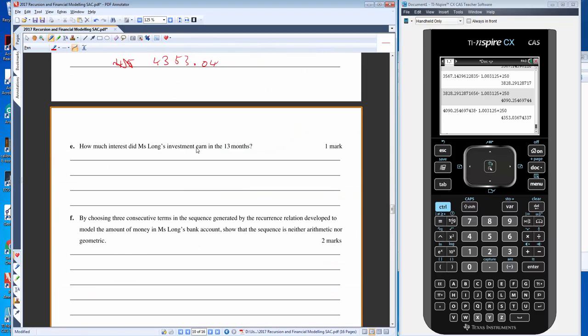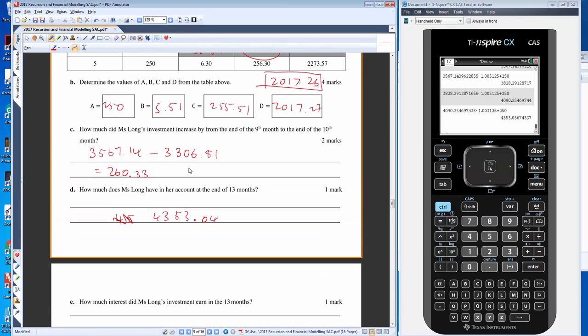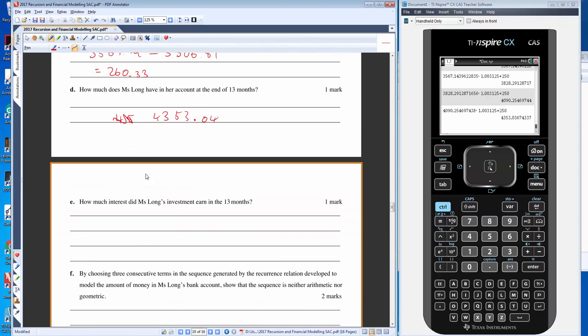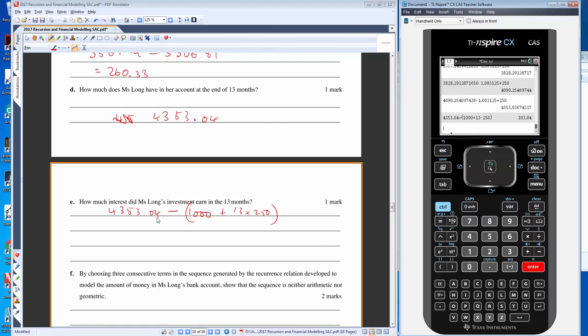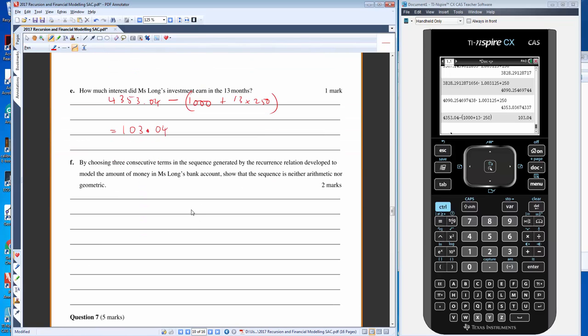Okay, how much interest did Ms. Long's investment earn in the 13 months? This one here wasn't done particularly well. What you had to do for this one is to note that the value was 4353.04, and from that we needed to subtract the $1,000 that she invested. But we also needed to subtract 13 lots of $250, which basically were her payments. We can't classify them as interest, so this includes her payments as well. That's where most of you fell down on that one. So it was 4353.04 subtract $1,000 plus 13 lots of 250. And the answer to that was 103.04. Not done particularly well, that one.